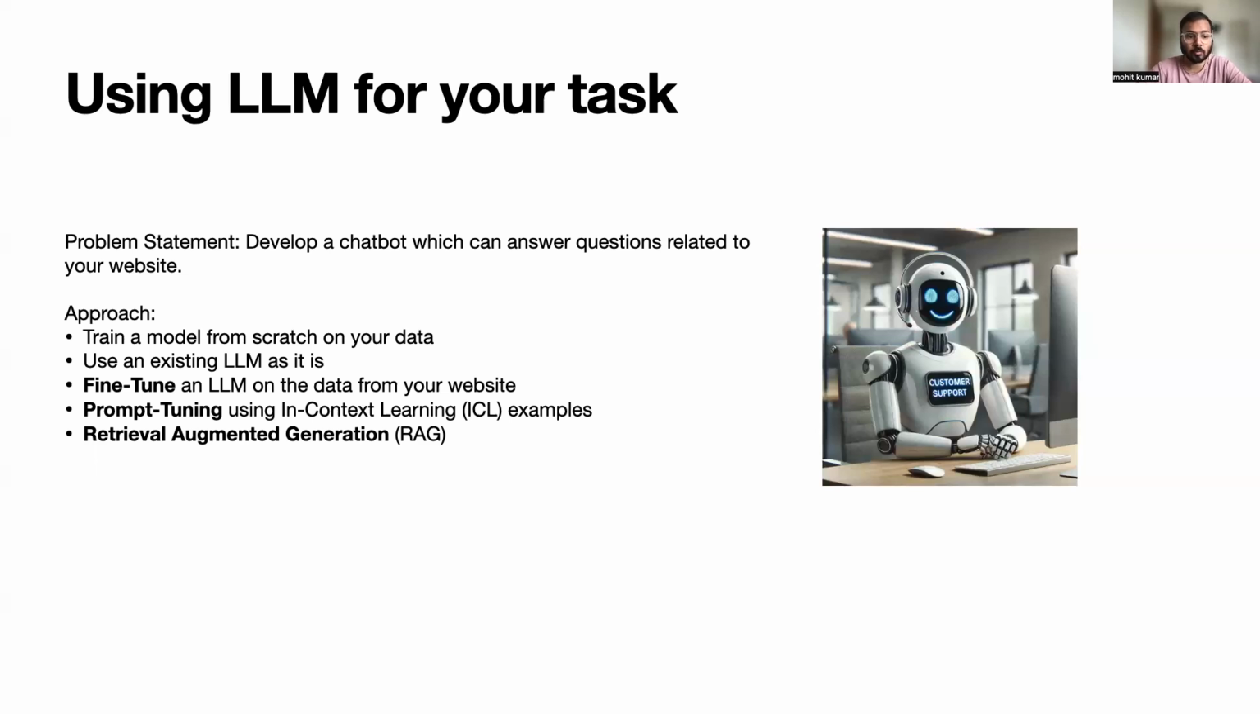Even simpler option is to do prompt tuning, where you can somehow include examples from your website and tune it to kind of answer the queries in a way that you want it to. I'll discuss in detail what each of these steps mean. And finally, one of the approaches which is used most is RAG, which is retrieval augmented generation, where you use a retriever to get data from your website for a query and then use an LLM on top of it to generate an answer. So I'll discuss these three approaches: fine tuning, prompt tuning, and RAG in more detail.